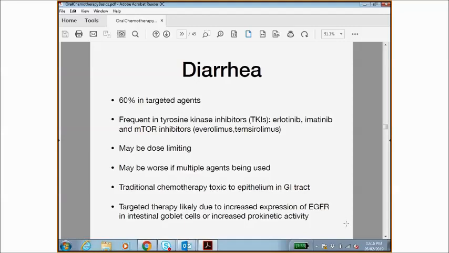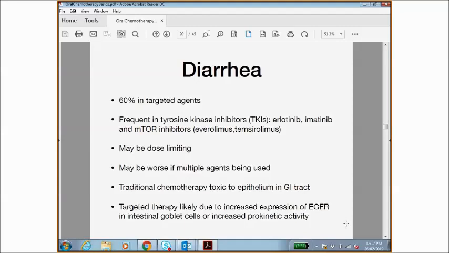So diarrhea can occur up to 60% or more in targeted agents. The TKIs are pretty frequent offenders for that. And it may be dose limiting. They may have to change the dose depending on the patient's tolerance. Often these patients are on multiple agents. They might be on parenteral therapy and oral therapy, or two oral therapies. So that can make it worse by having these multiple agents involved.